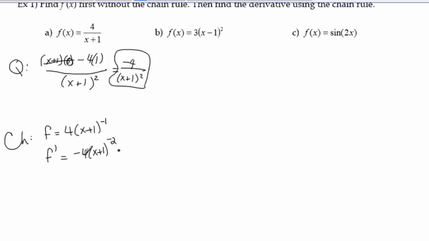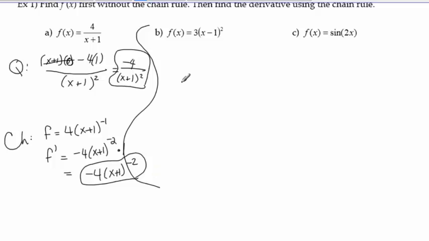So derivative of the outside, keep the inside, times the derivative of the inside, makes this negative 4 times x plus 1 to the negative 2. Which is equivalent to what we have up there. I don't care what form it's in. If it works for you, it works for me as long as they're equivalent.